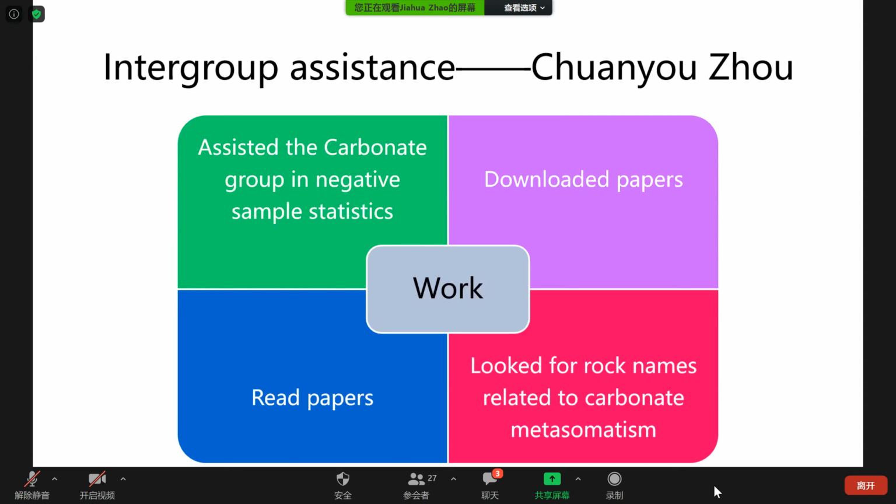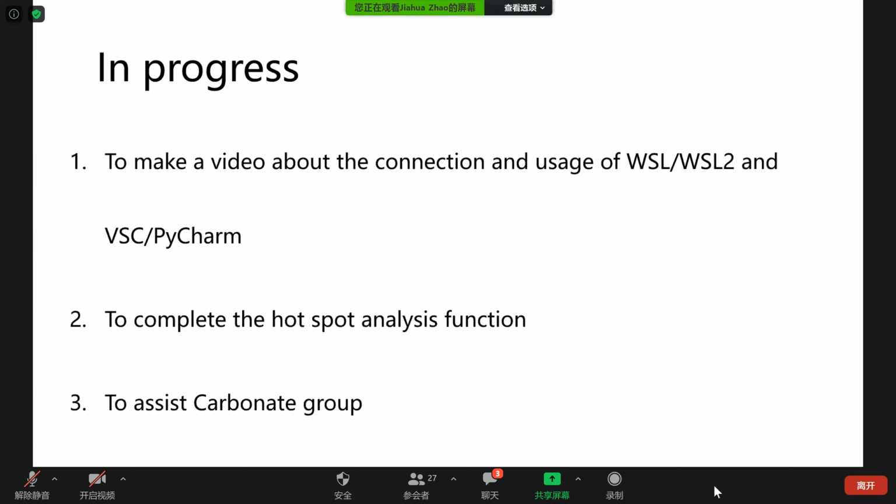So in progress, we will make the video about the connection and the usage of the Windows Subsystem for Linux with VS Code and PyCharm, because several people want to use this way to build the environments for Python or Docker, and then to complete the hotspot analysis function to optimize the machine learning code.